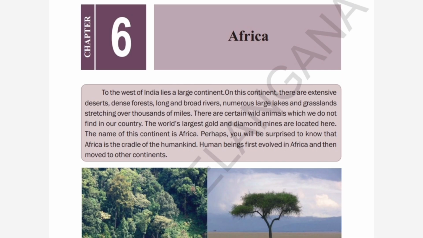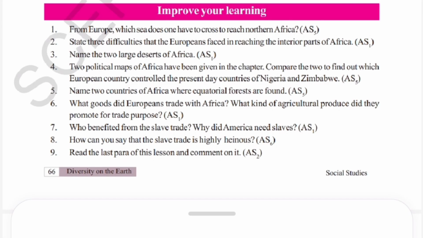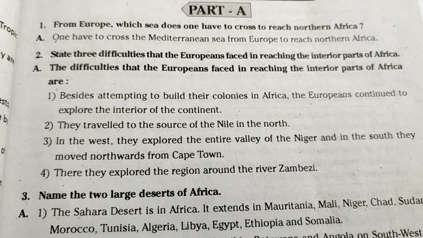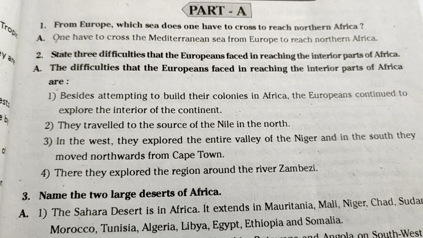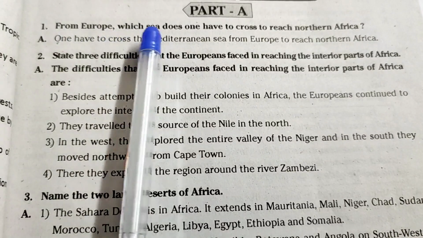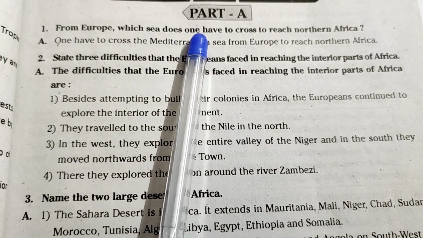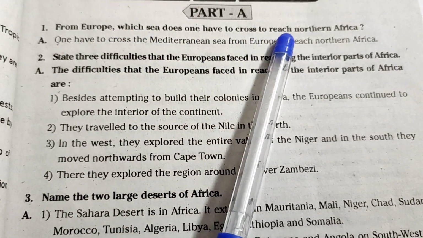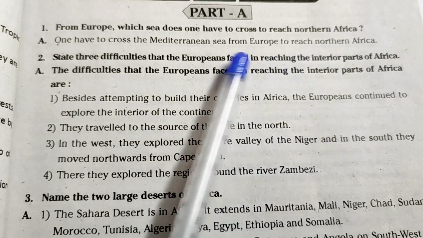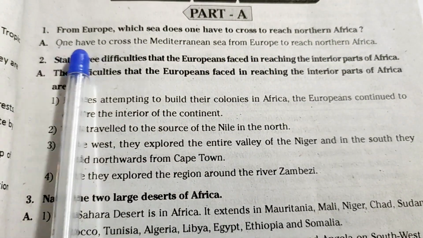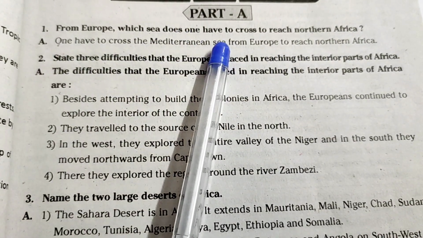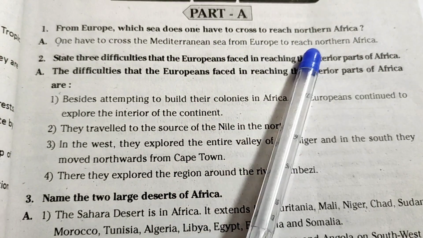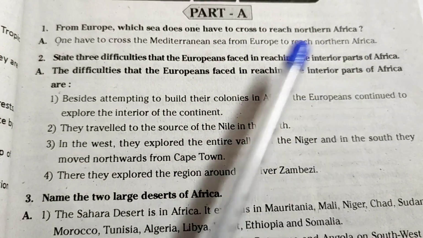Today we are going to see 7th class social, 6th lesson, Africa, question answers. Let's start. Improve your learning. First question: From Europe, which sea does one have to cross to reach northern Africa? Answer: One has to cross the Mediterranean Sea from Europe to reach northern Africa.